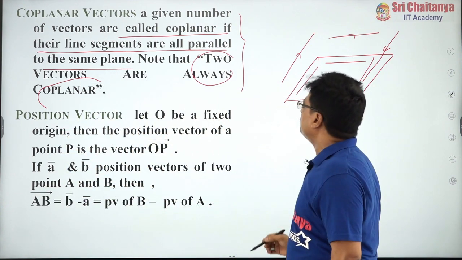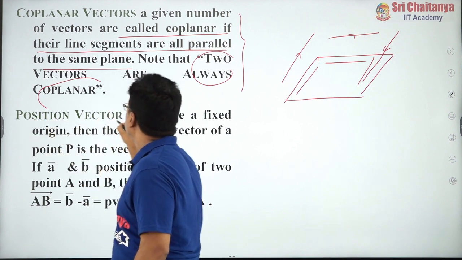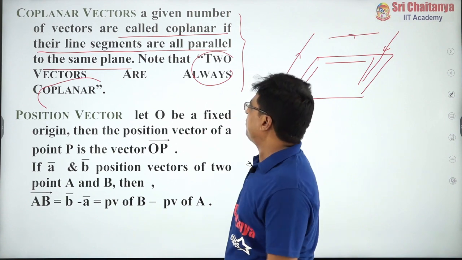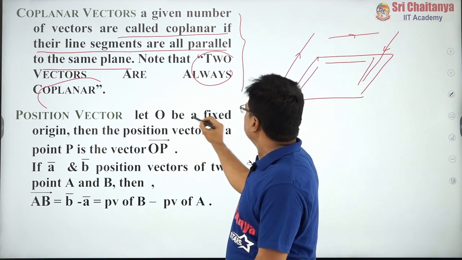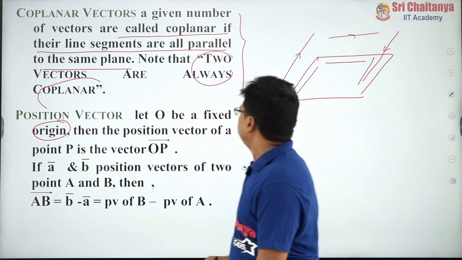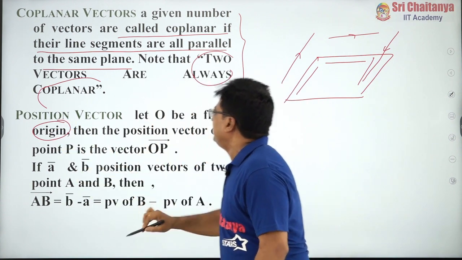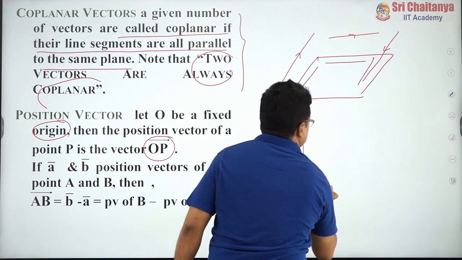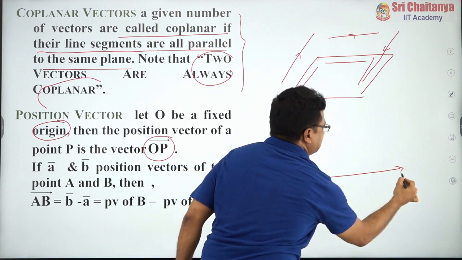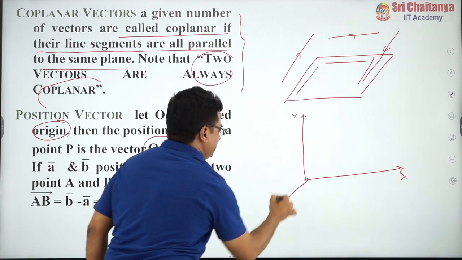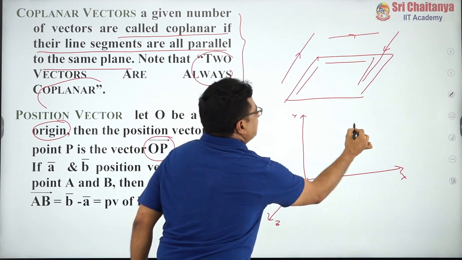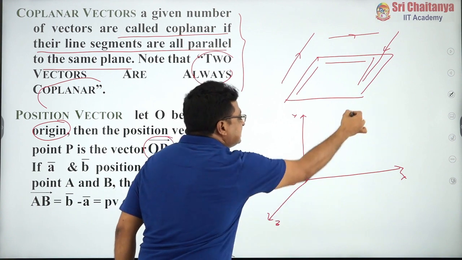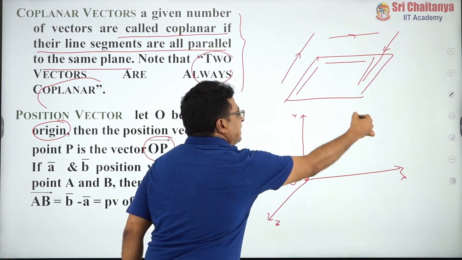Okay. Now, coming to position vector. This is another important definition of vector algebra. Position vector: suppose O is the fixed point, or I can say the origin. Then the position vector of a point P is denoted by OP bar. Say, for example, these are my x axis, y axis and z axis, and suppose this is my point P and O is the origin. Then this is the segment OP and this is the vector OP.